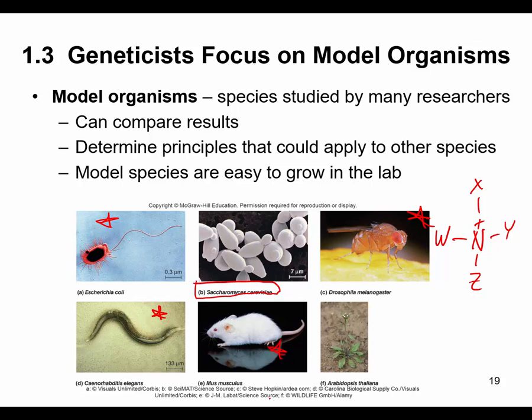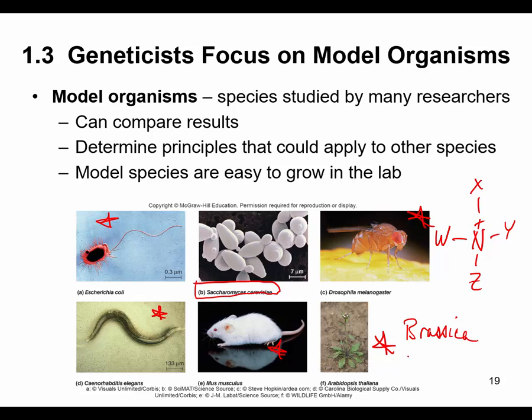Mouse. One of my graduate advisors did a lot of endocrinology on mice. I didn't really work with them much other than to feed them sometimes for him. This is Arabidopsis thaliana. It's related to Brassica.